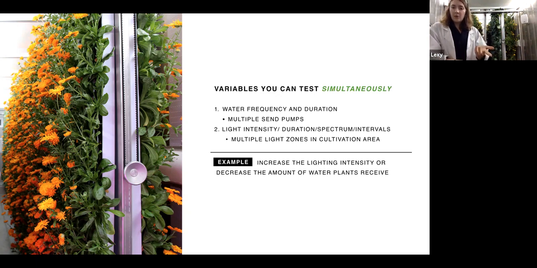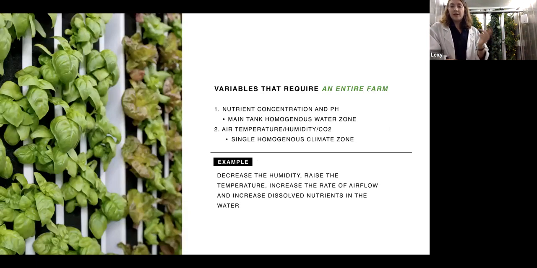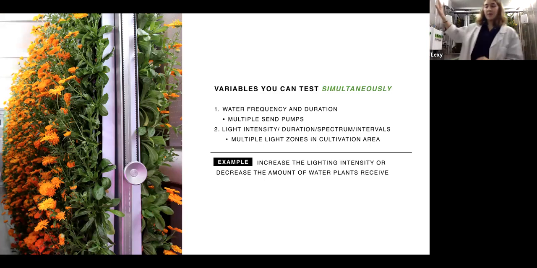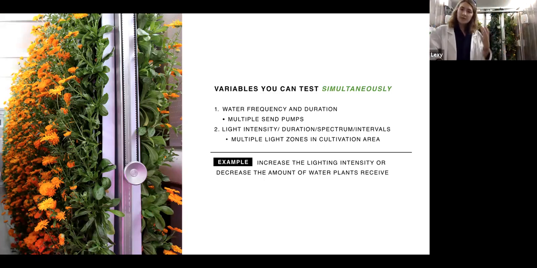And then another example of an experiment that you could run simultaneously would be ones having to do with multiple light zones. So like I mentioned earlier as well, the left side of our farm and the right side of our farm are on different programmable light timers. So you can change that intensity, duration, and spectrum of light and see how that influences your plants as they grow side by side next to each other.